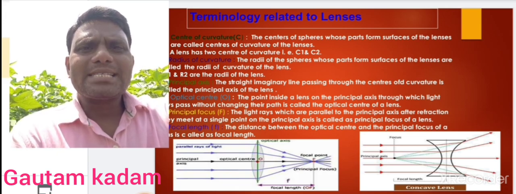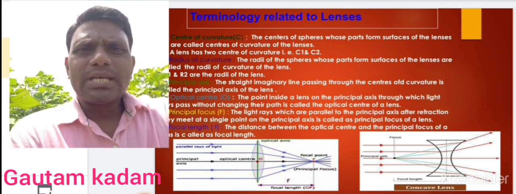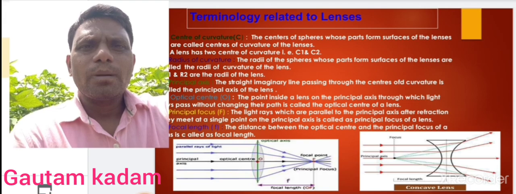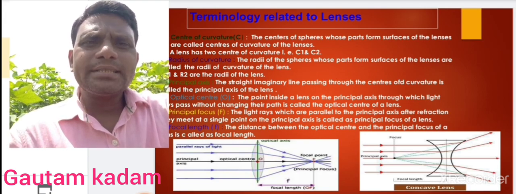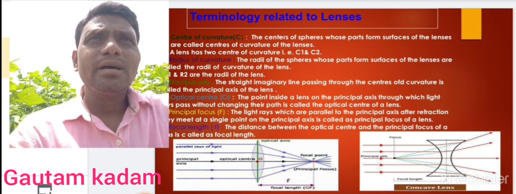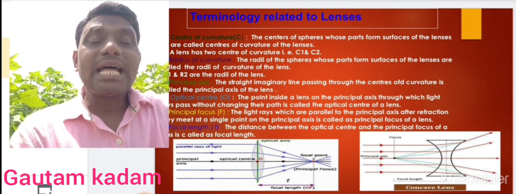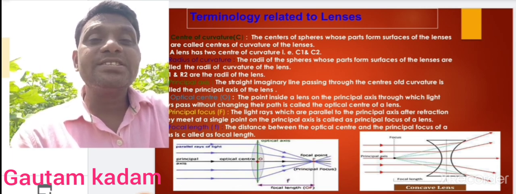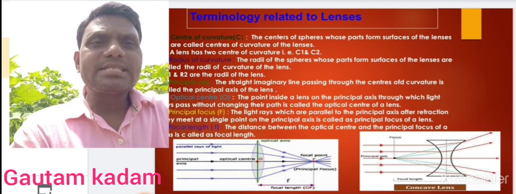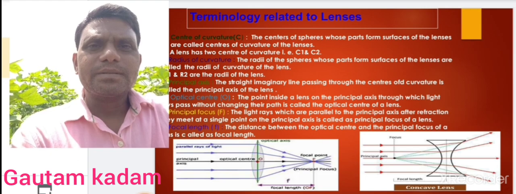Now optical center. The optical center is denoted by capital letter O. The point inside a lens on the principal axis through which light rays pass without changing their path is called the optical center of a lens.